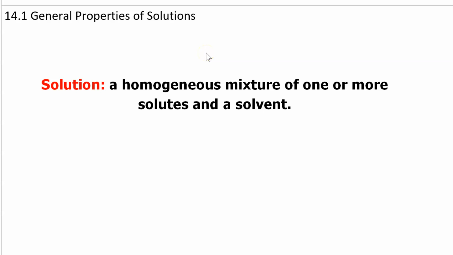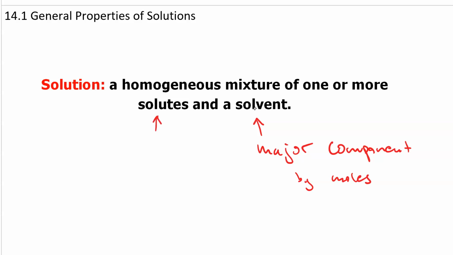Properties of solutions. So what is a solution? A solution is a homogeneous mixture that has at least two components. The major component is the solvent, and it's the major component by moles. The minor component is the solute, and you can have more than one solute.